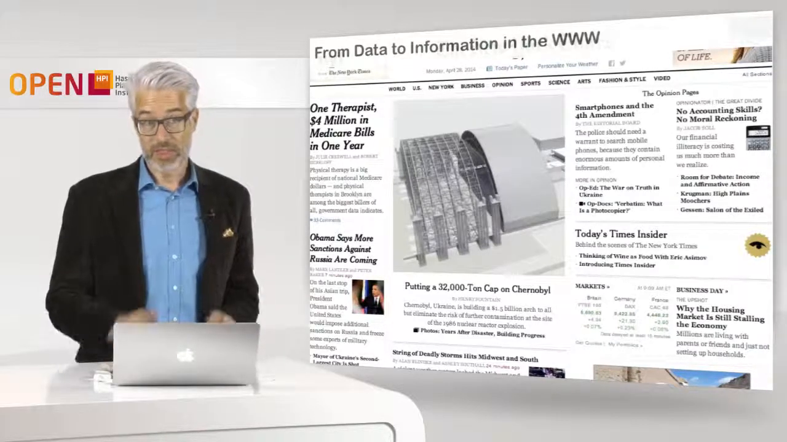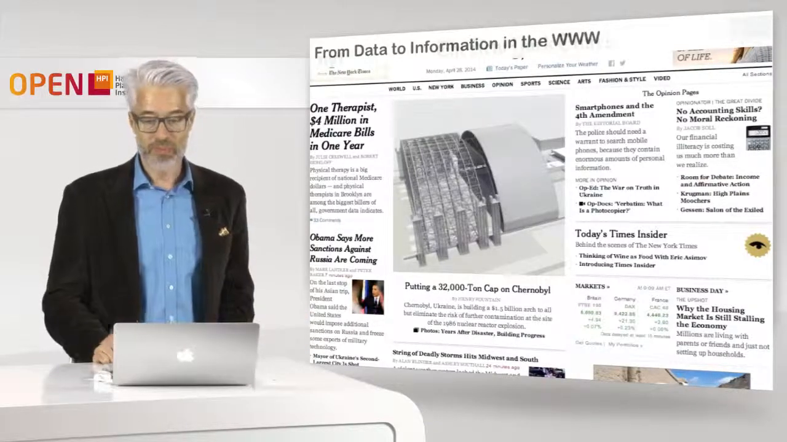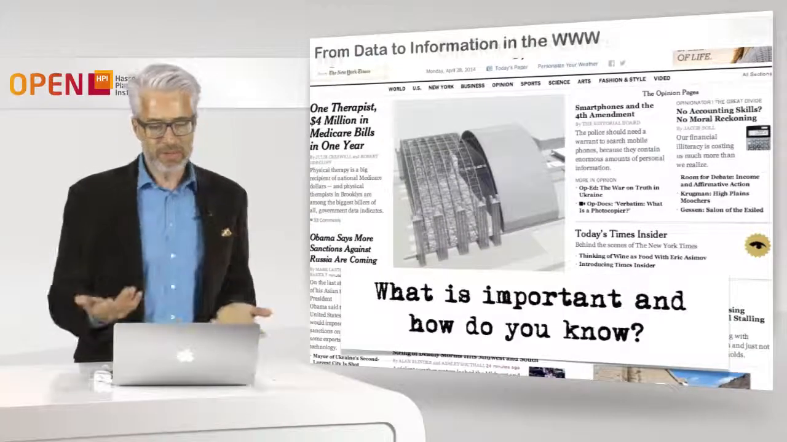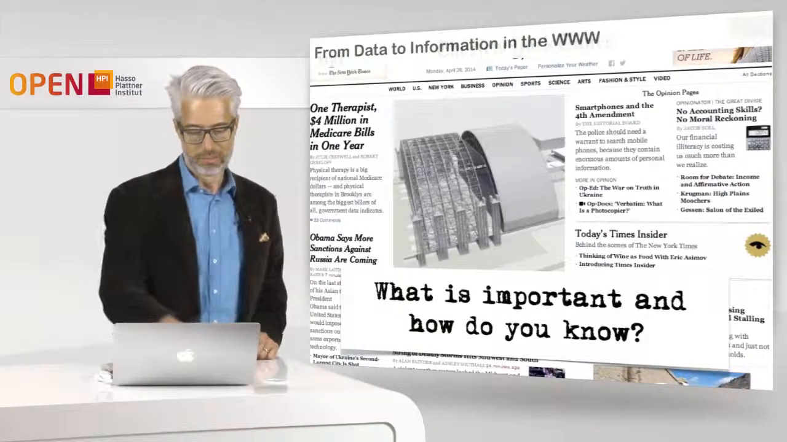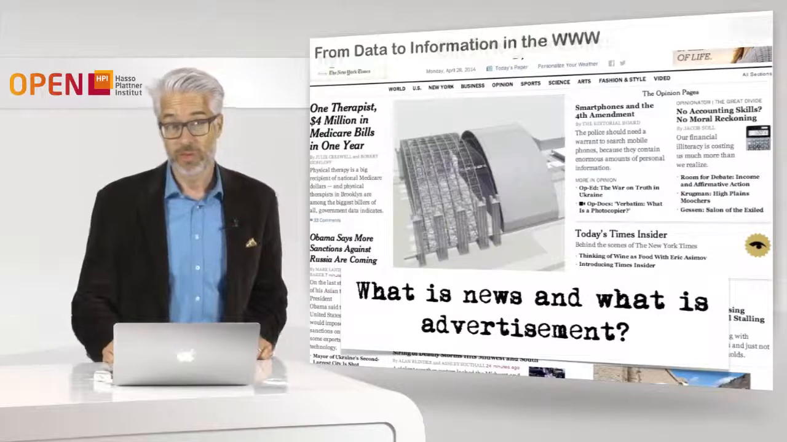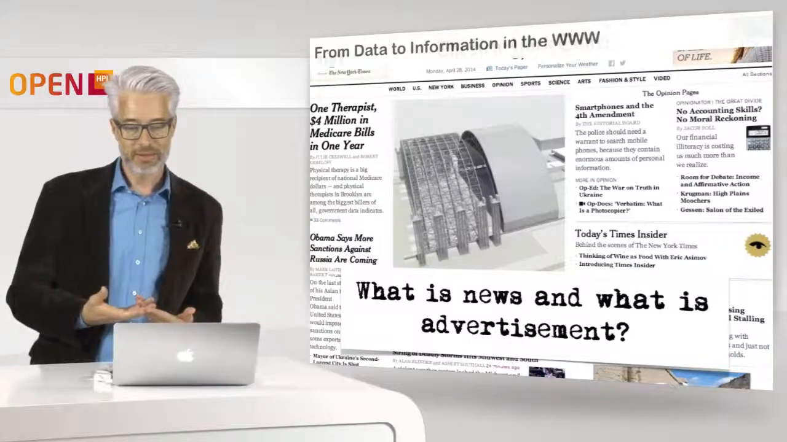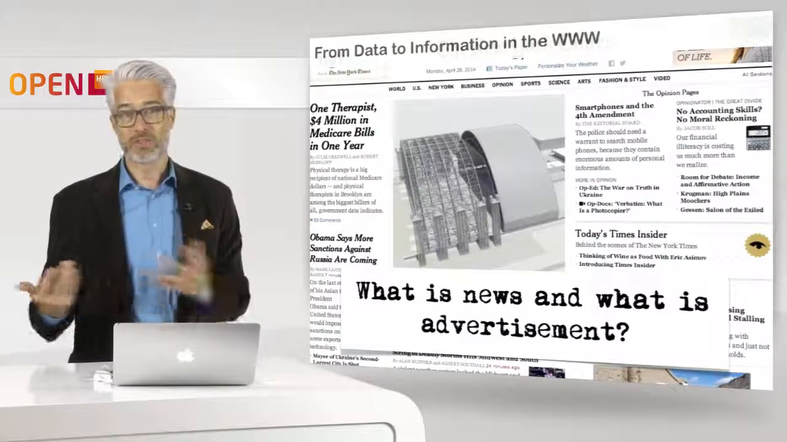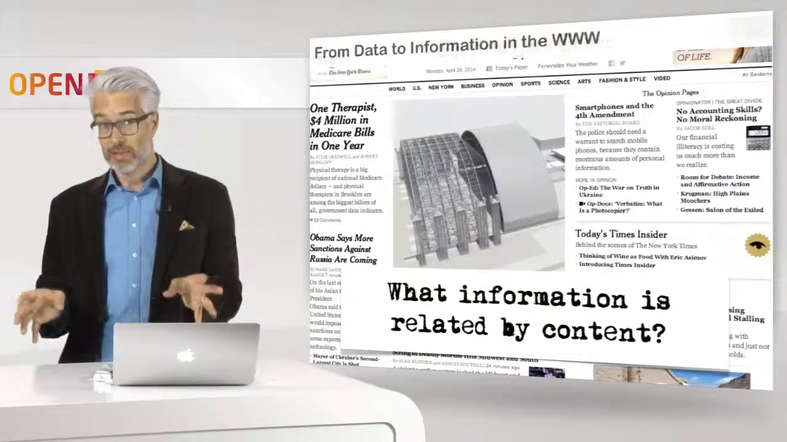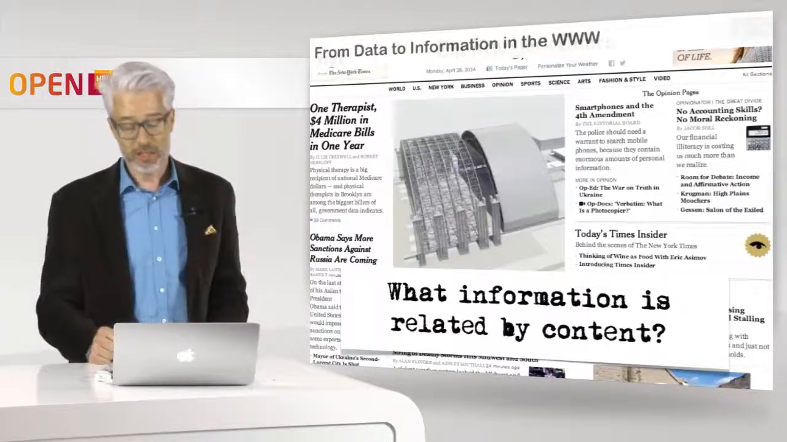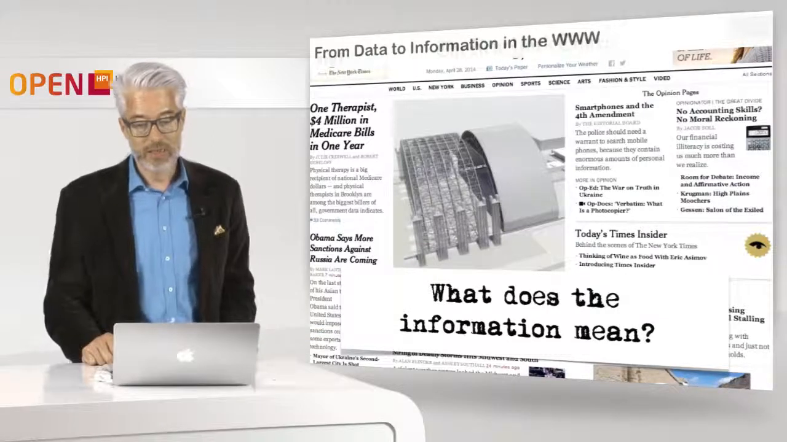But the problem is the machine doesn't do that. We have to teach the machine to understand what is on this web page. And this is really difficult, because first you have to decide what is important and what is not important. Another question is, what in this web page is really news, what is information content, and what is advertisement, which is not necessary? Or which parts belong together, which are related with other information on that website? And moreover, what does the information contained in the website really mean?